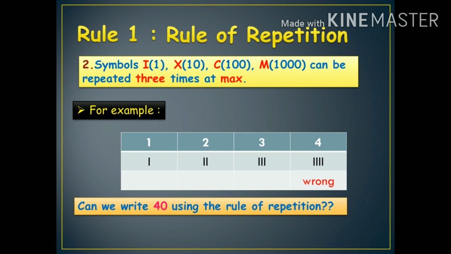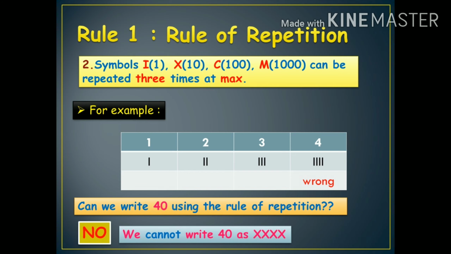Can we write 40 using the rule of repetition? No. We cannot write 40 as XXXX, as X here is repeating more than 3 times.